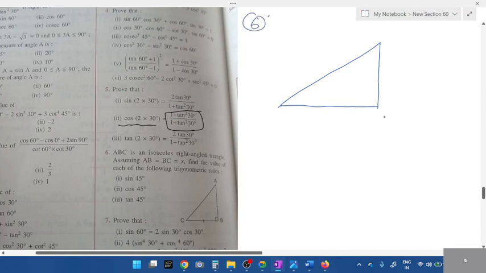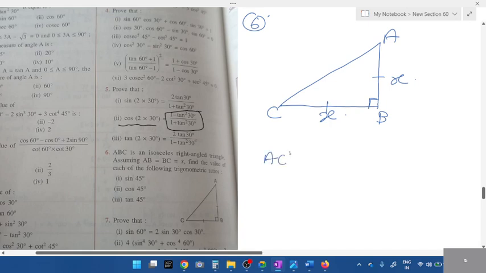ABC is an isosceles right angle triangle. What do you mean by isosceles right angle, students? How many sides are equal here? Two sides. And what is given? AB is equal to x and BC is also equal to x. Instead of x, if I had given 5 and 5 here, how do you find AC when two sides are given? Which concept do we use?